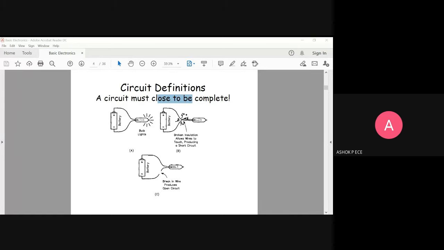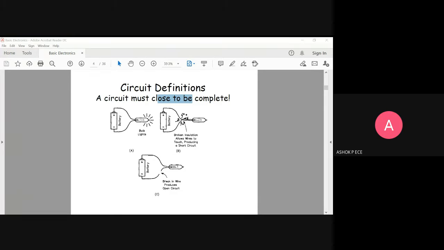So in short circuit, what did I say? Current is maximum, voltage is zero. What is happening in open circuit? The reverse. Voltage is maximum, current is going to be zero. Are you able to understand?